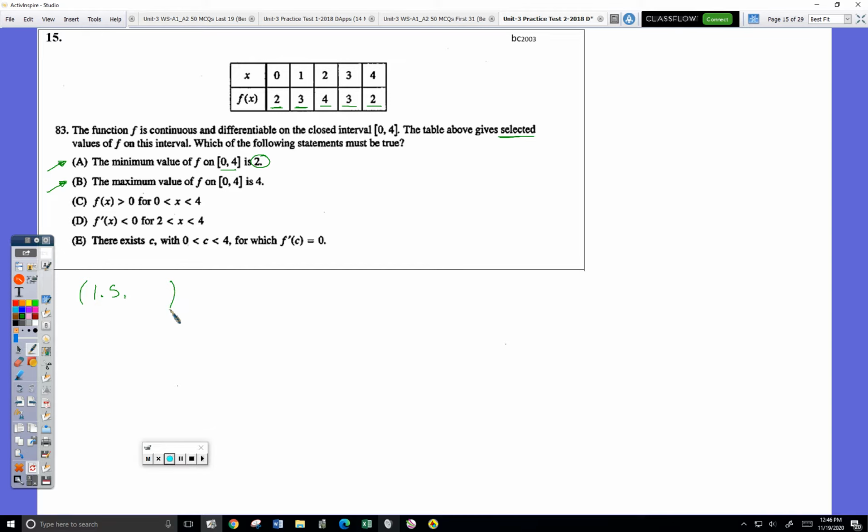How do you know that? I'm being a little sarcastic, but how do you know that? I don't know that. You don't know that. So is there any reason why at x equal 1.5, the y coordinate could not be this? It could be that. Sure. And that's why I cannot declare A to be a must be true. I can't say that A must be true because I don't know a whole bunch of y coordinates.